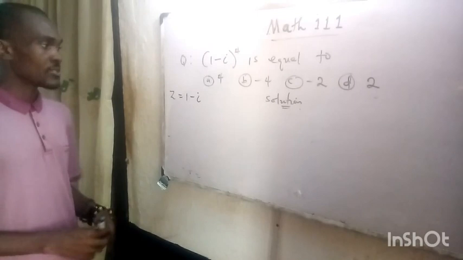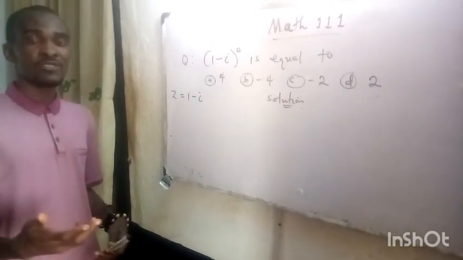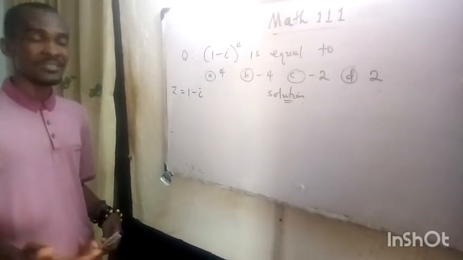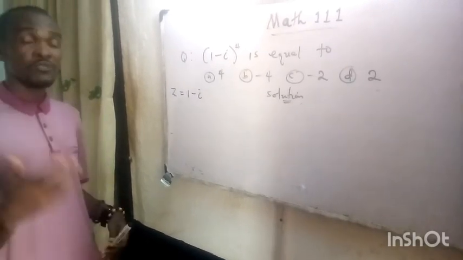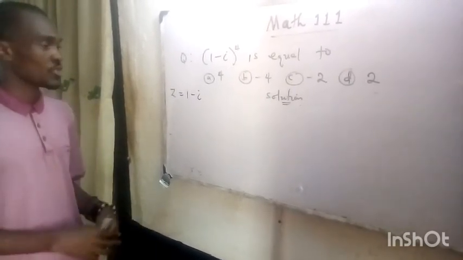Okay, to do that, remember we always need to know the value of our modulus, which is r, and we also need to know the value of our argument, which is what?